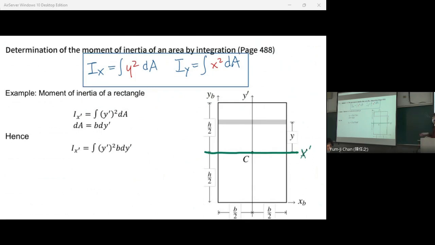Okay, so it is equal to, because we have x prime here, in the integral we have y prime squared. So we have y prime squared dA. And this is y prime, and the thickness of this strip is dy prime.